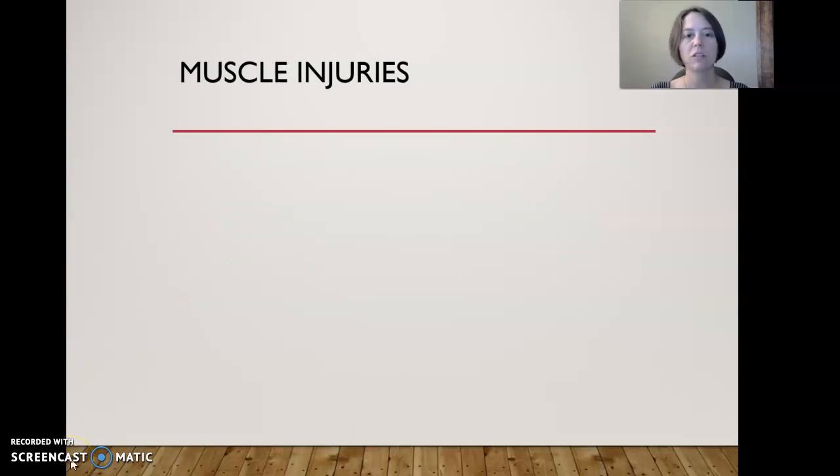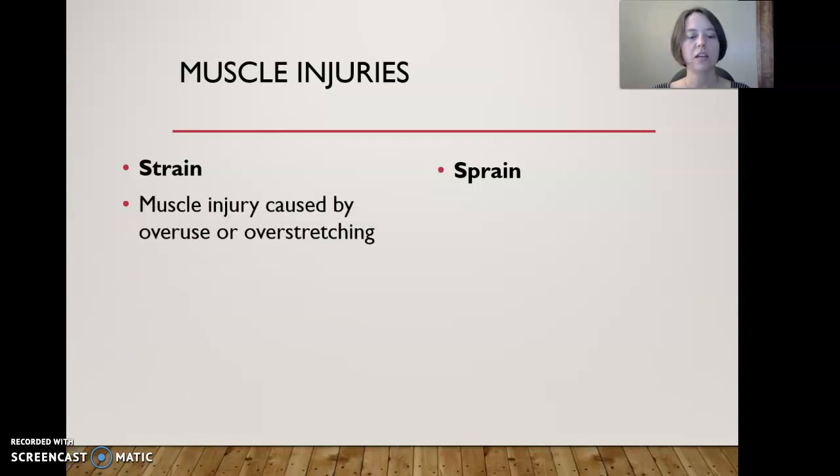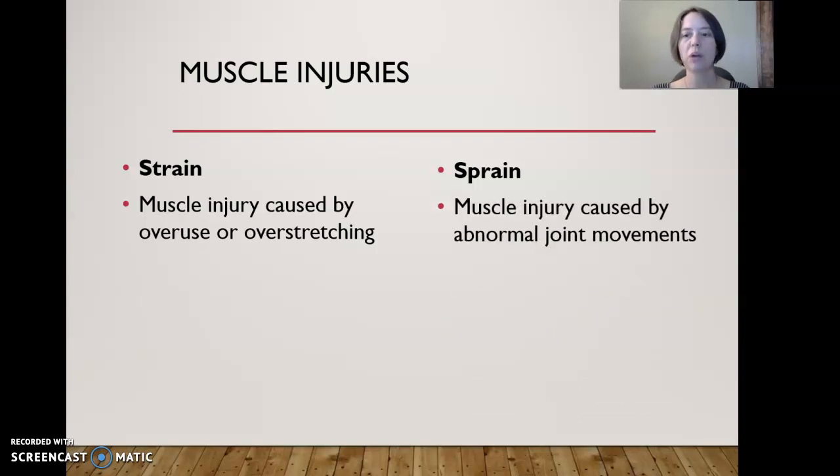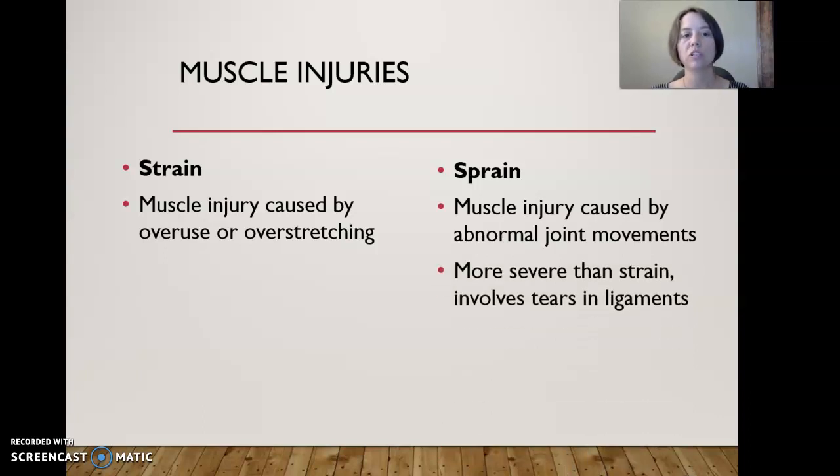Okay, let's talk about muscle injuries. So you have a strain versus a sprain, and if you want to do a T-chart, you could. So a strain is a muscle injury caused by the overuse or overstretching of a muscle. But a sprain is an injury caused by the abnormal joint movement, and it is more severe than a strain because there's been a tear in the ligament or the tendons of the joint itself.